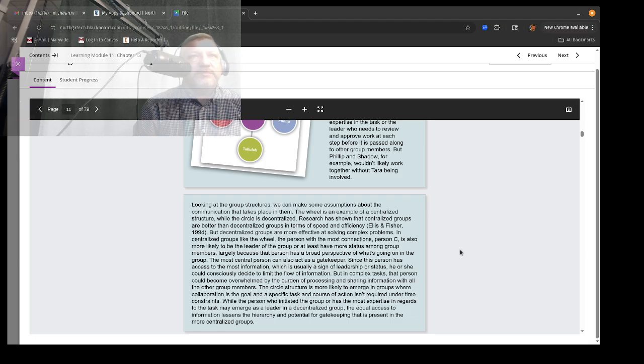There, you know, we can create a problem with communication. One person holding too much information can be a bad thing. It may not be communicated outwardly to the rest of the group. Circle structure is more likely to emerge in groups where collaboration is a goal and one person doesn't have all of the information, right?